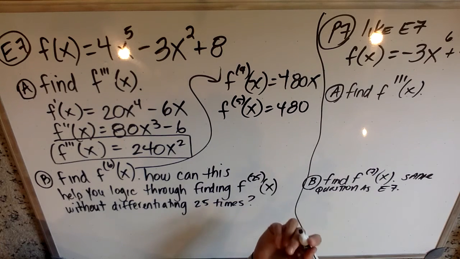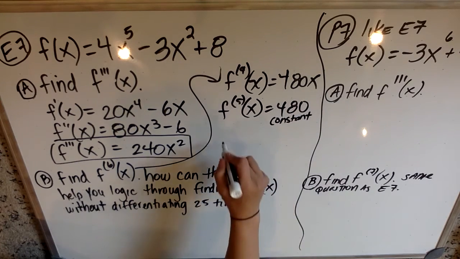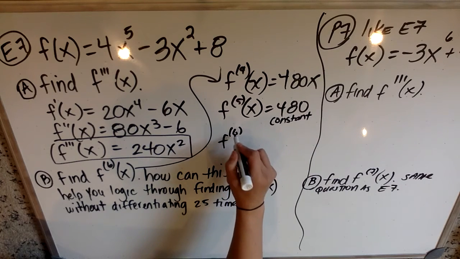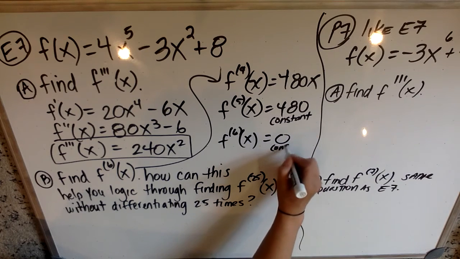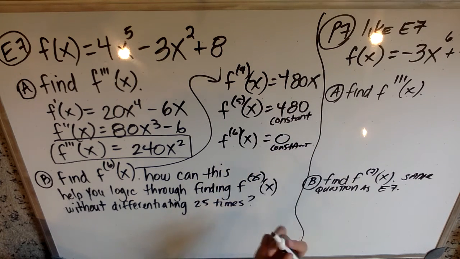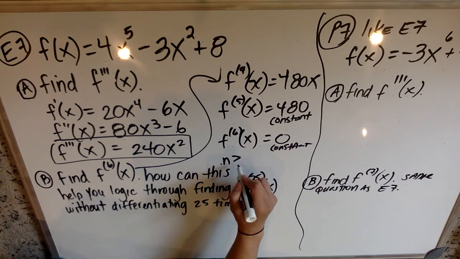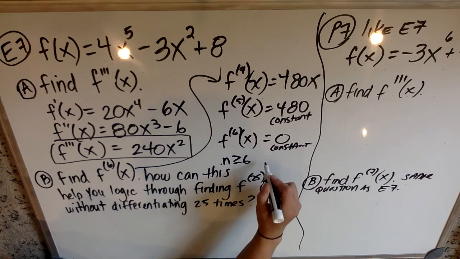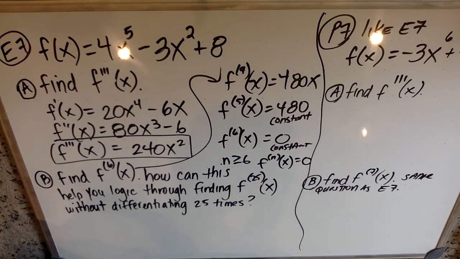But now an interesting thing's going to happen. See how 480 is a constant? Well, when I differentiate a constant, which will be my sixth derivative, right, I'm going to get 0. And then since 0 is also a constant, what I can see from this is that every subsequent derivative, right, so for n greater than or equal to 6, starting at 6, the nth derivative is going to be 0 here because this was a constant.